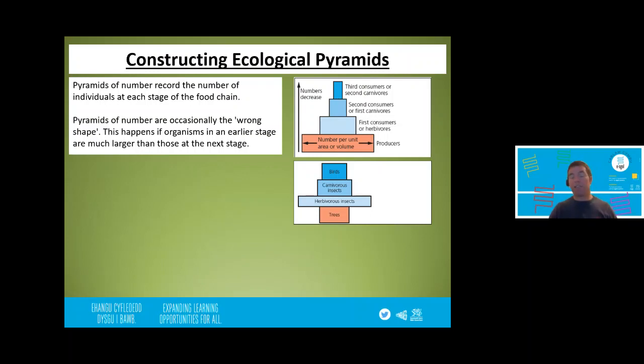If you have a tree at the bottom of a food chain, you could have one tree and thousands upon thousands of, say, caterpillars feeding on that tree. Well, the number of trees is one. The number of caterpillars is thousands. So this primary consumer, or second stage here, is going to be an awful lot bigger than the first stage, because there's just one tree and there's thousands of whatever appears after that.